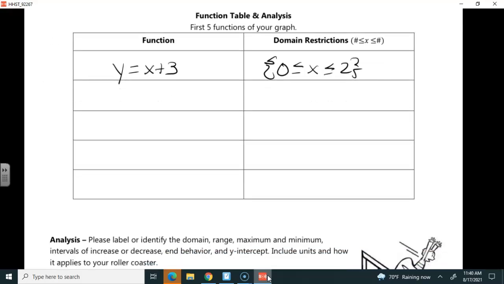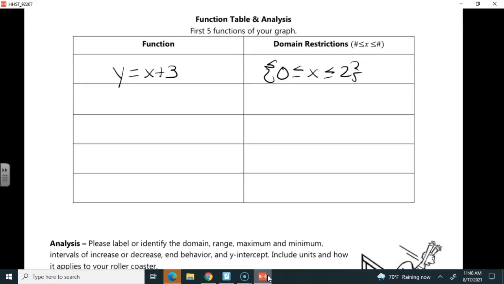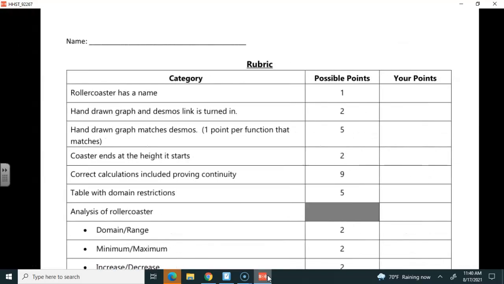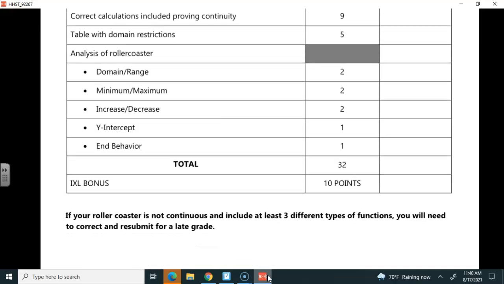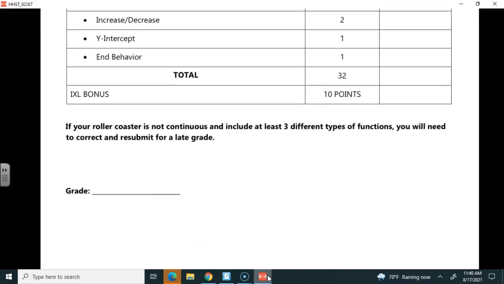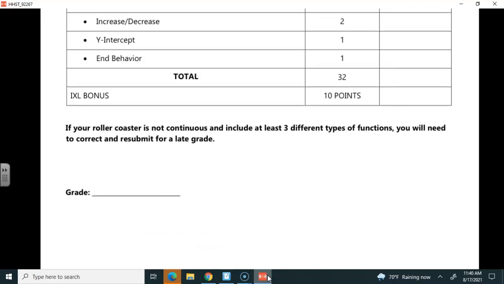Table with domain restrictions, you're just copying what you put in Desmos here. As long as it matches and it's your first 5 functions, you're going to get the points there. And then the last part, domain and range, minimum, maximum, increasing, decreasing, y-intercepts, and end behavior. If you do your Excels, you're going to get 10 bonus points. And then also the other extra credit that you receive for bringing supplies in and your syllabus. So you have a total of like 117 points.